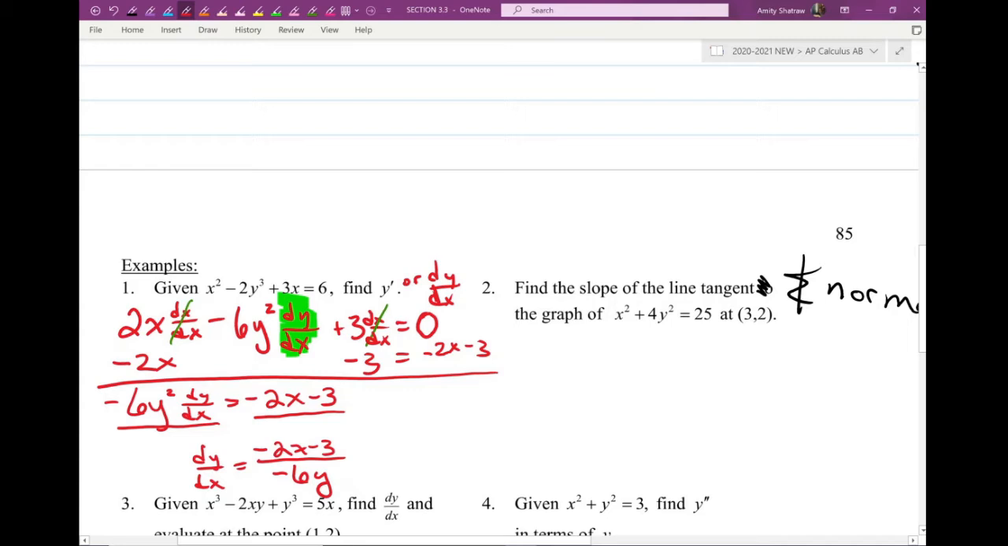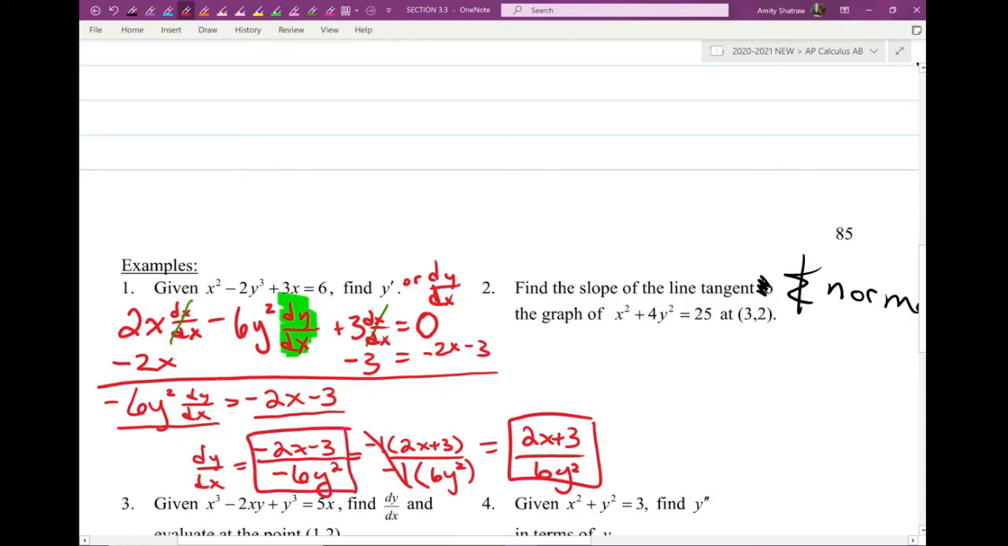Or a lot of kids, we don't like a whole bunch of negative things in there. So we maybe would factor out some negative ones. This 2x plus 3 is now on the inside, and this negative 6y squared has a negative 1 out in front and is positive 6y squared. Those factor out, and so my real final answer will be dy/dx equals 2x plus 3 over 6y squared. Do you have to factor out the negatives? No, you don't, unless it's multiple choice. If it's a multiple choice question, I guarantee you that the College Board would factor out all of those negatives in your multiple choice answers, okay?